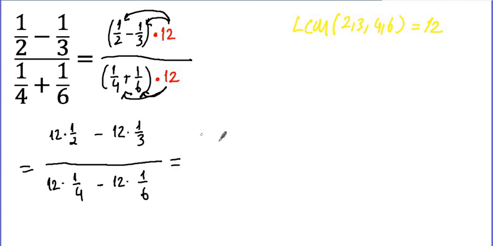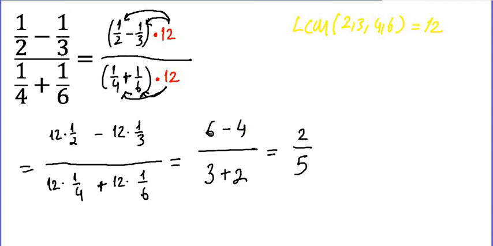So here 12 times 1 over 2 is 6, minus 12 times 1 over 3 is 4, over 12 times 1 over 4, which is 12 over 4, 3. I'm sorry, let's be careful. This is also plus. So plus 12 times 1 over 6, which is 12 over 6, is 2. So 6 minus 4 is 2. 3 plus 2 is 5. This is the second way of simplifying complex fractions.